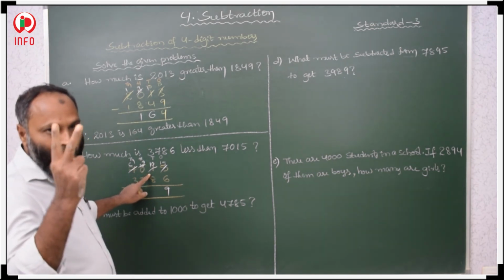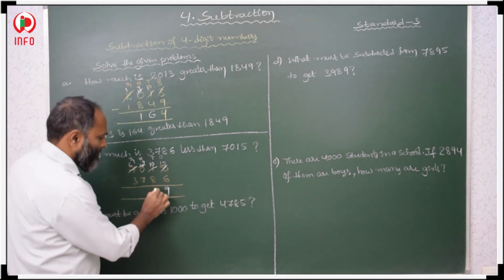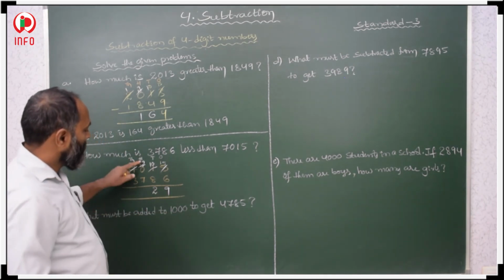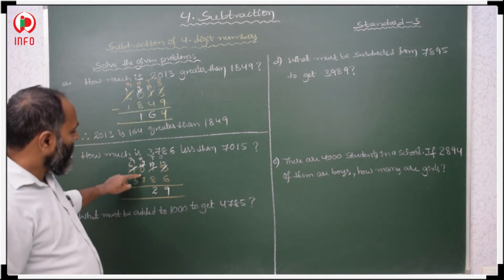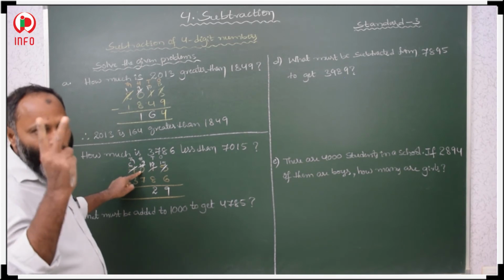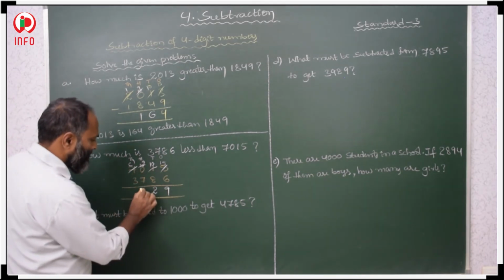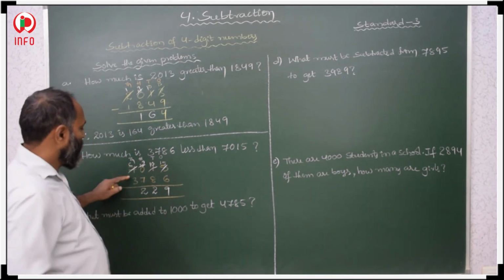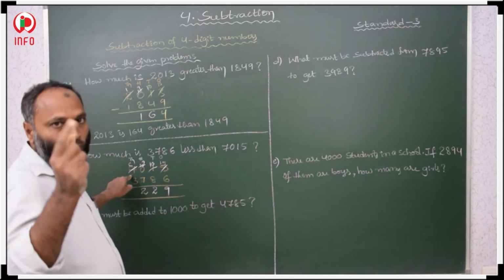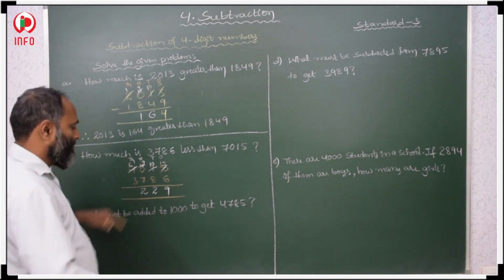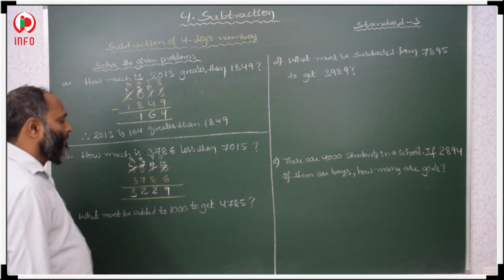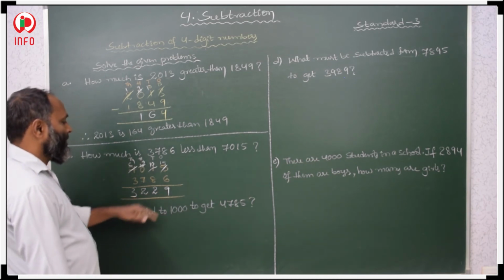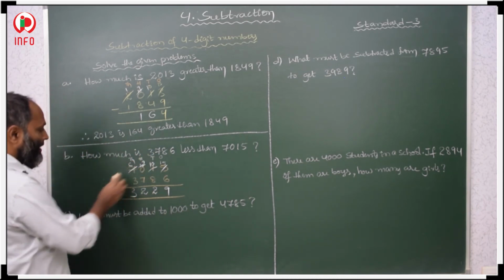9, 10. It is 2. 9 minus 7 means 8 to 9 you have to count. 8, 9, 2. 6 minus 3. 4 to 6 you have to count. 4, 5, 6. It is 3. So the answer is 3226.